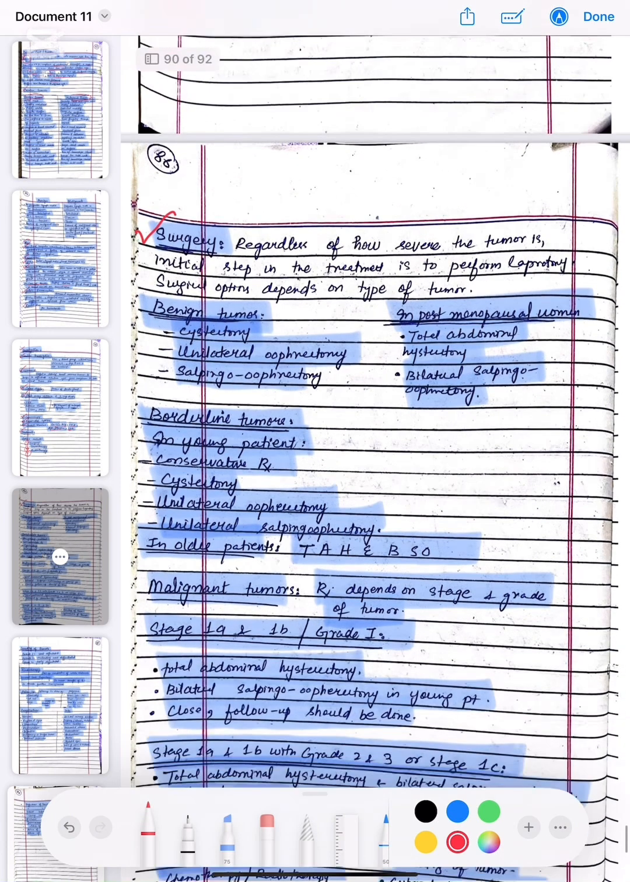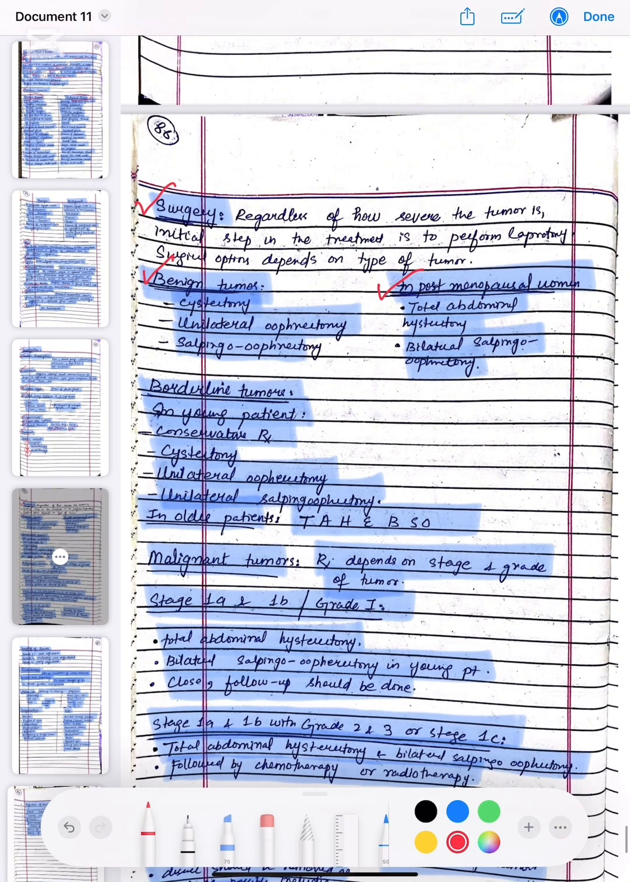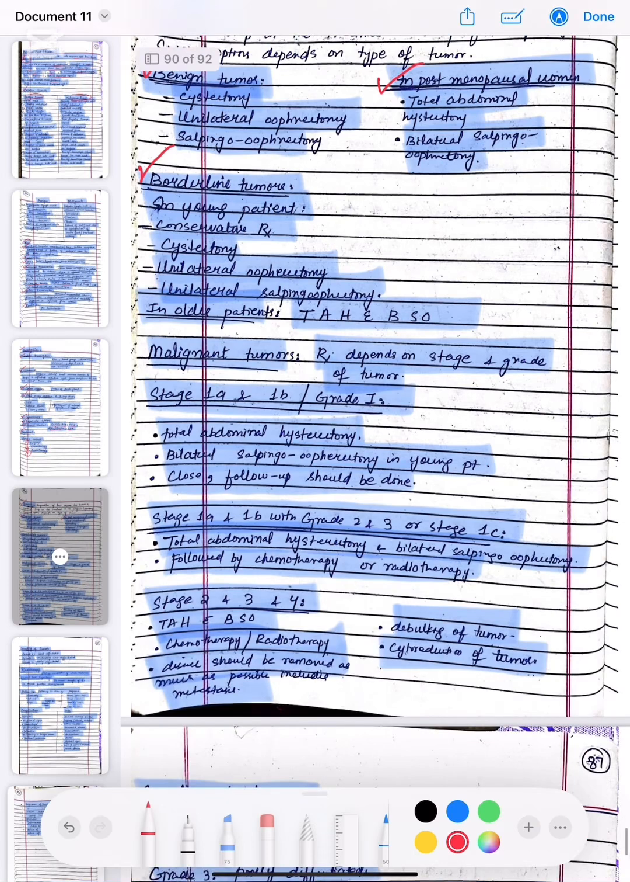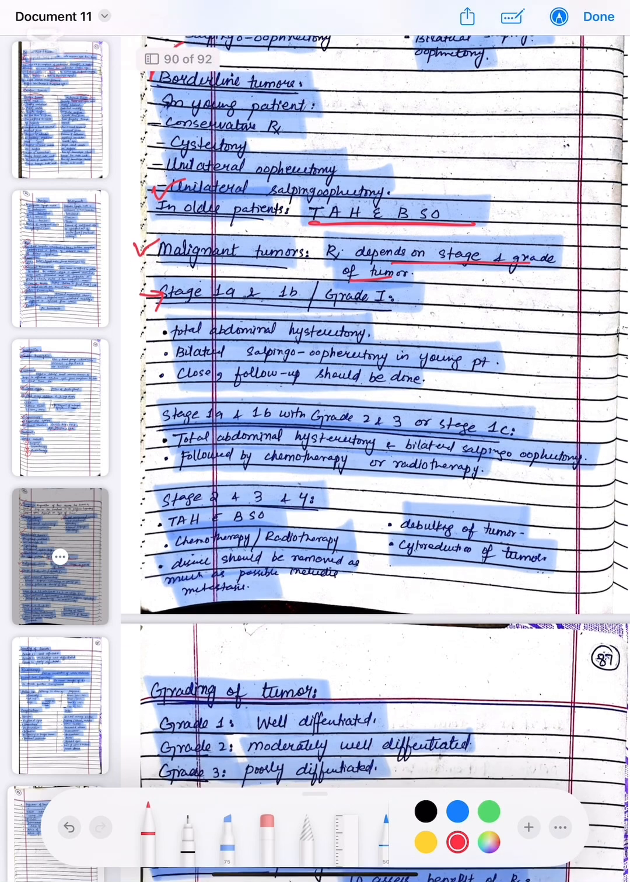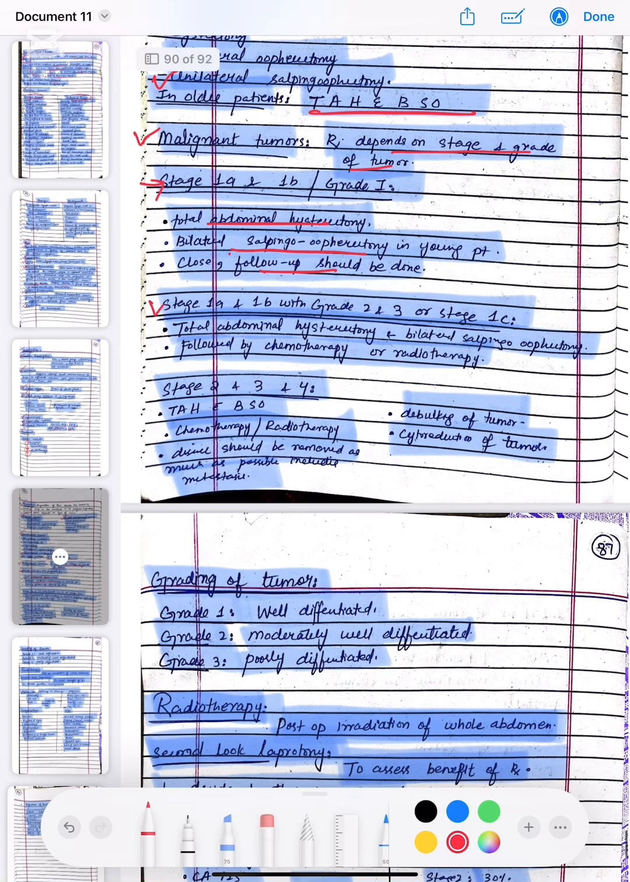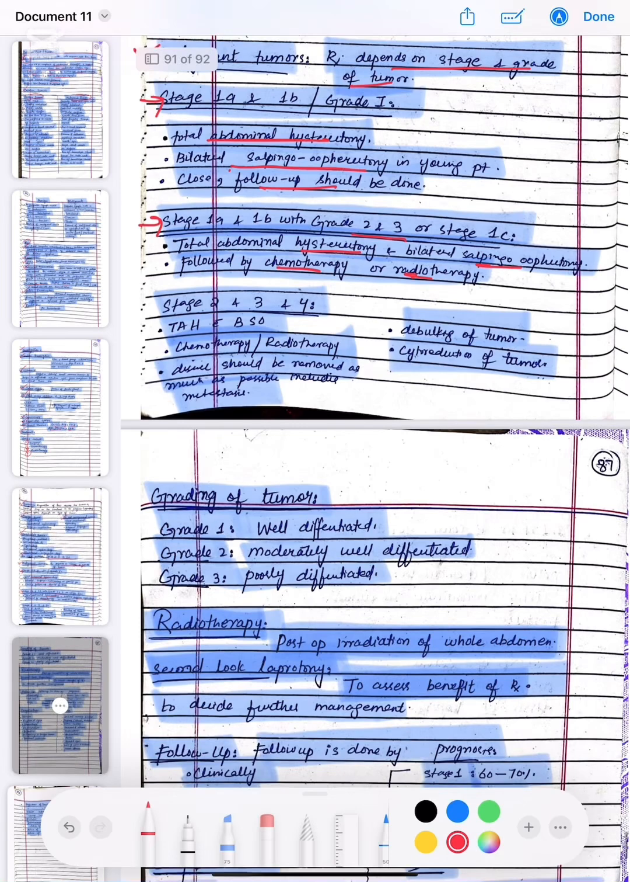Then we have the benign tumors in postmenopausal women and borderline tumors, for which surgical operations are done. In older patients, total abdominal hysterectomy with bilateral salpingo-oophorectomy is performed. For malignant tumors, treatment depends on the stage and grade of the tumor. If it is stage 1A and 1B or grade 1, then total abdominal hysterectomy, bilateral salpingo-oophorectomy and close follow-up should be done. If it is stage 1A, 1B with grade 2 and 3 or stage 1C, then total abdominal hysterectomy and bilateral salpingo-oophorectomy followed by chemotherapy and radiotherapy. If it is stage 2, 3 and 4, then total abdominal hysterectomy with bilateral salpingo-oophorectomy and chemotherapy or radiotherapy, and the tumor should be removed as much as possible.